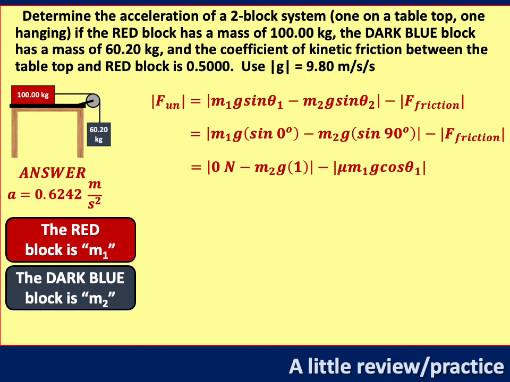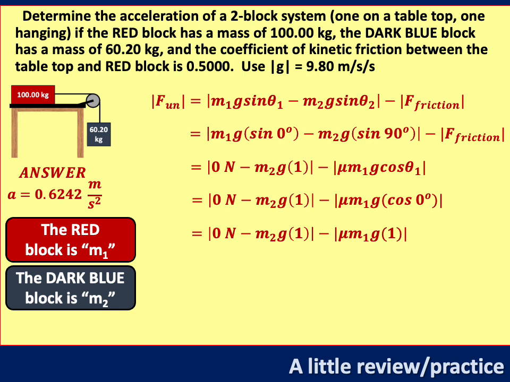Well, we know all this stuff. We know the mass of M2. We know the mass of M1. You're given mu, that coefficient of friction between the red block and the table. That coefficient of friction is 0.5. No measurement units on mu. G, well, we know G. And then we look at the cosine of the angle for the red block. Well, that is on a surface that is at 0 degrees. Now, sine of 0 is 0, but cosine of 0 is not 0. In fact, it's 1.